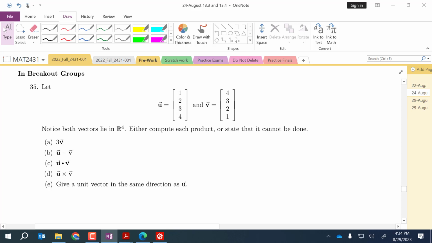Did everyone get a copy? Did anyone not get a copy of this? All right.